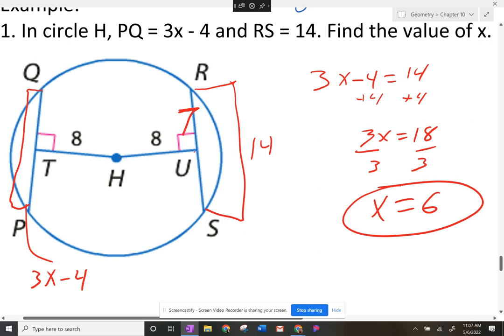If I wanted to find the radius, again, going from the center all the way to the outside, what does that shape look like? A right triangle. If I wanted to find the radius, how can I do it? I've got one leg, I got the other leg. Pythagorean's theorem. If I knew two of those sides, either the radius or a leg, I could use Pythagorean's theorem to figure out that other missing part.